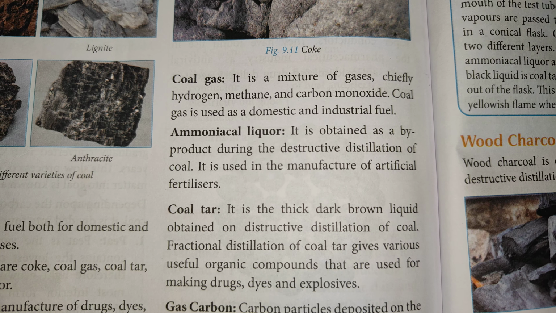And what are the properties of wood charcoal? It is black in color, it is porous, brittle in nature, that is when we apply any force on it, then it can easily break. The density is 1.5 gram per cubic centimeter, and it is a bad conductor of heat and electricity, and it can also absorb large volumes of gases, liquids and even solids.